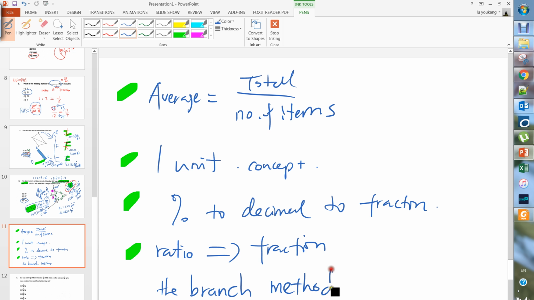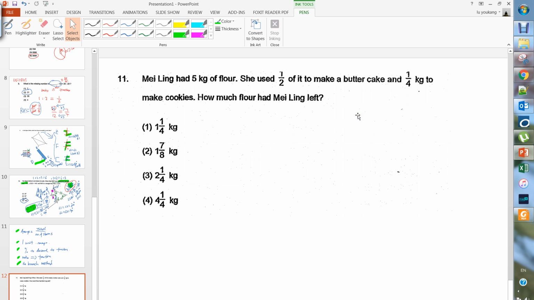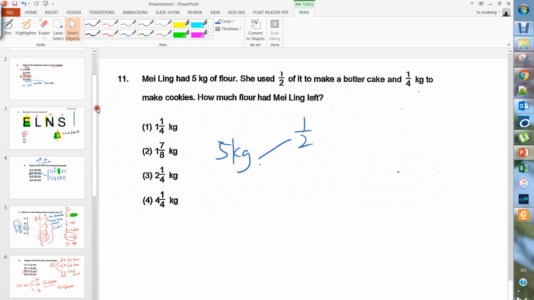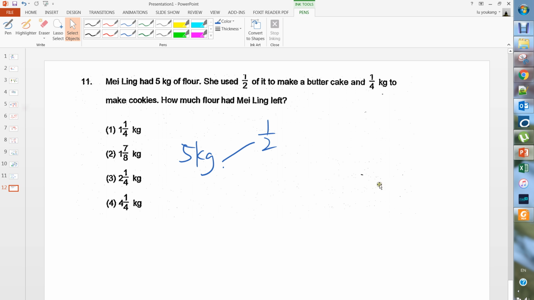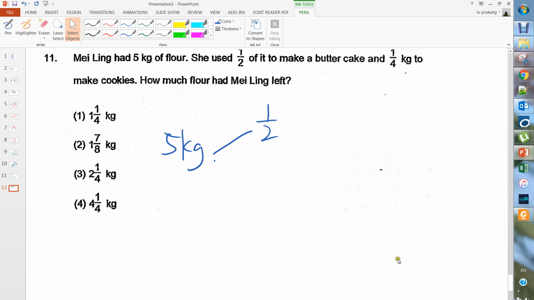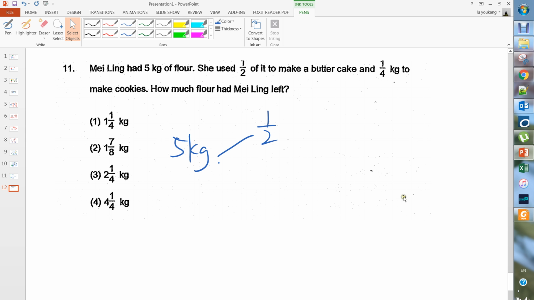So which concept can you use here for question 11? The branch method, right? Why? Because let's say you start with 5 kg, and then she used what? Half of it, right? Can you see or not? Cannot. Okay, I'll make it bigger. Can you see? Half, right?